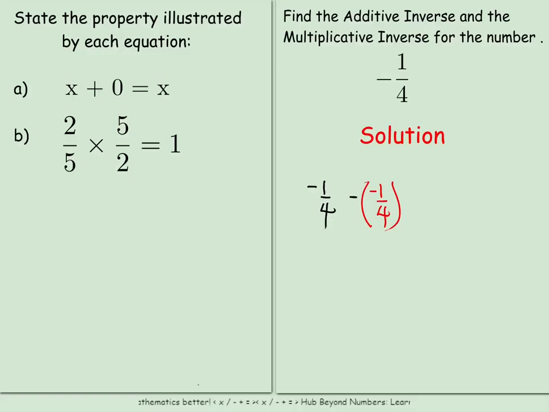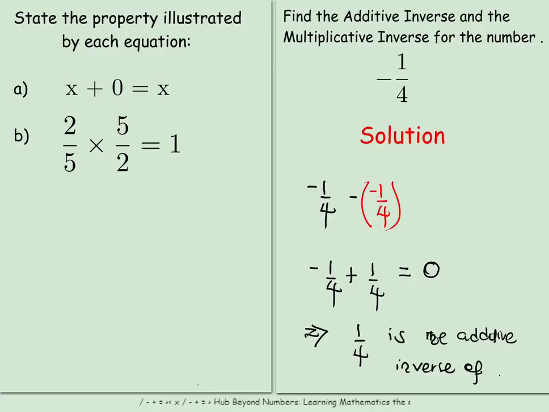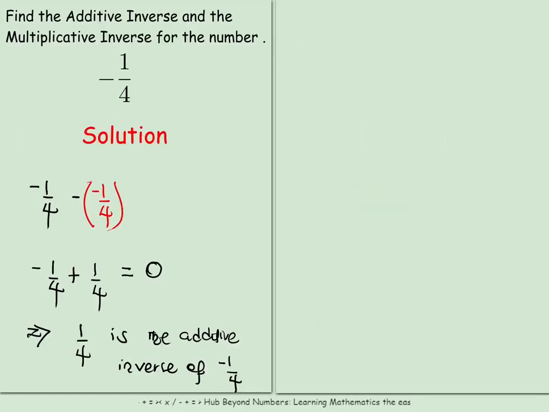And applying negative times negative, we know that gives us a positive. You see, so you have negative 1 over 4, then plus your 1 over 4. Evaluating this gives you what? A 0. So we are going to say that it implies our 1 over 4 is the additive inverse of negative 1 over 4. As simple as that.